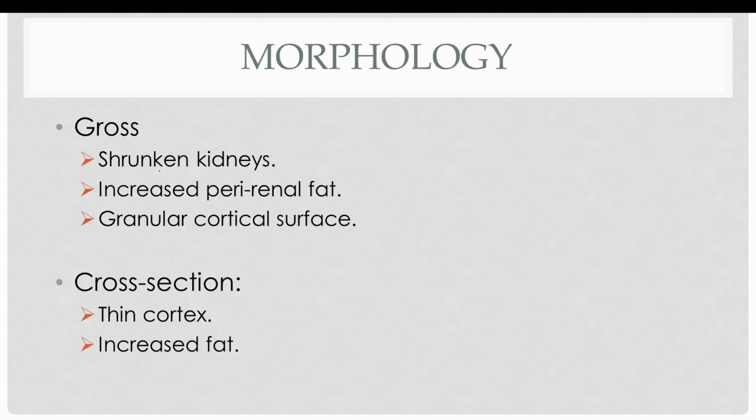Kidneys in chronic glomerulonephritis appear to be shrunken because of the loss of glomeruli. There is increased perirenal fat, which is the fat around the kidneys, and the cortical surface appears to be granular. The cross section reveals thin cortex, which is again due to the shrunken glomeruli, and there is increased fat deposition.